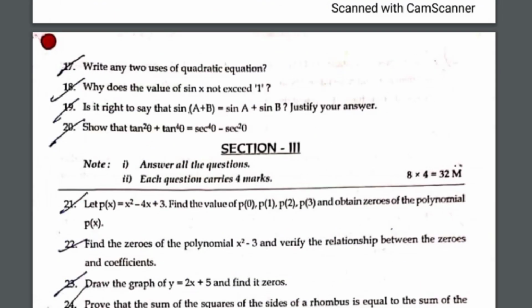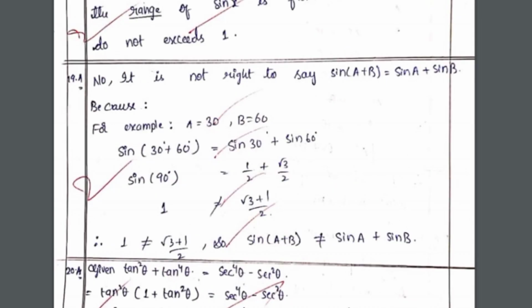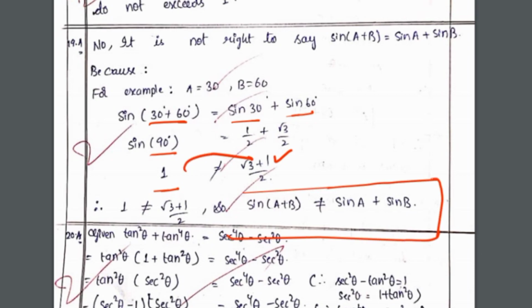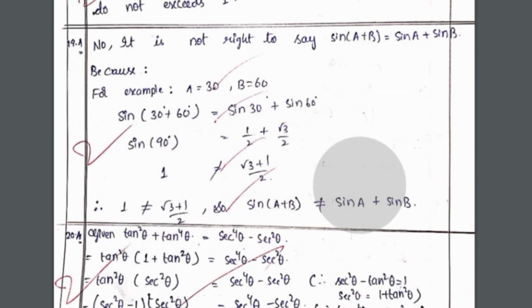And what is the next question here? Is it right to say sin(a plus b) is equal to sin a plus sin b? Yes, this one also is a direct textbook answer. You can take, for example, a equal to 30, b equal to 60 degrees. Sin(a plus b), 30 plus 60, sin 90 is equal to 1. And on the right hand side, sin 30 plus sin 60, that is 1 by 2 plus root 3 by 2. Common denominator 2, so root 3 plus 1 by 2. Now both are not equal, right? So then we can say sin(a plus b) is not equal to sin a plus sin b. Okay, right.